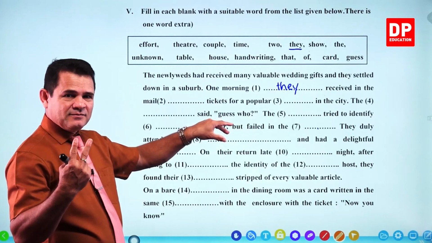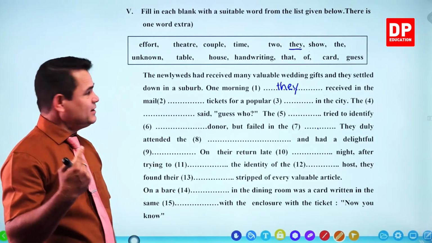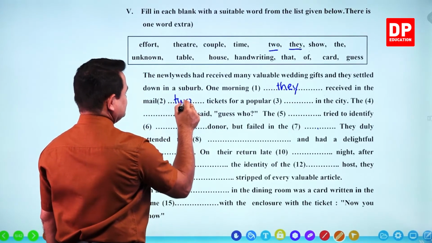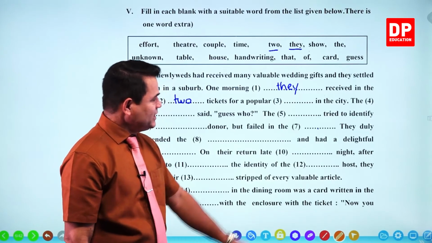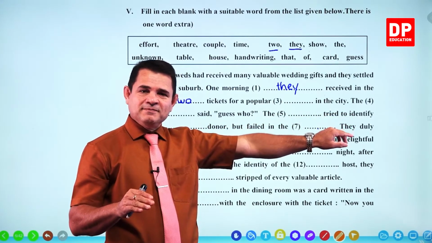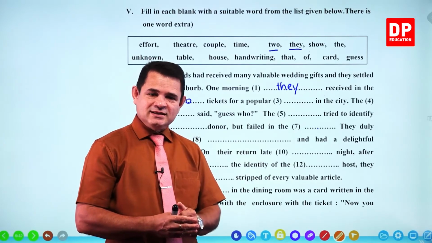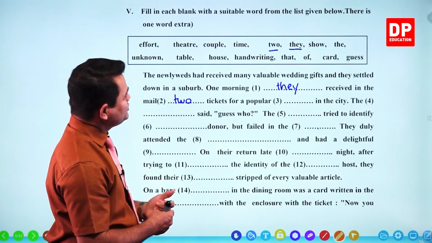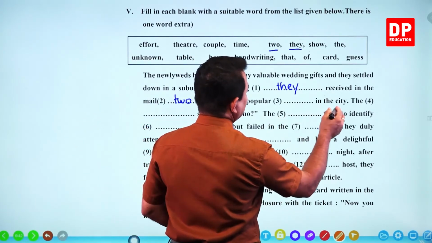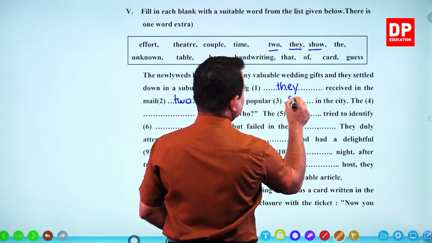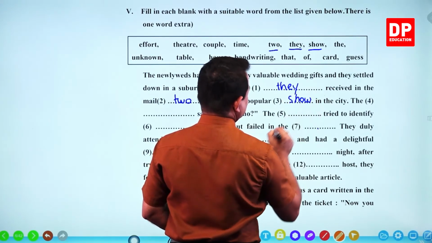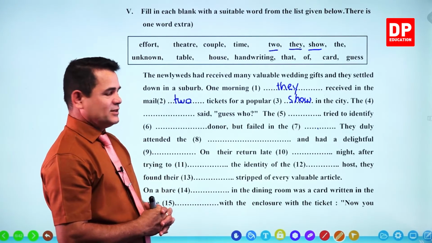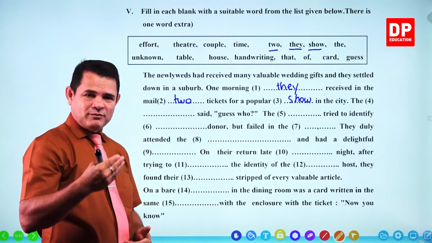Since this is a couple, it can't be one ticket. They received two tickets for a popular show in the city, a show or a theater. Now you can say popular show in the city. So they got the two tickets for a popular show.